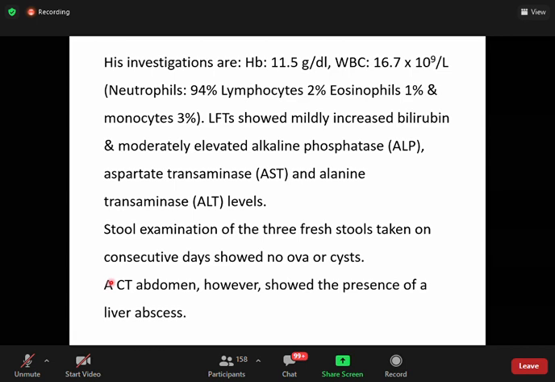LFTs showed mildly increased bilirubin and moderately elevated alkaline phosphatase, AST, and ALT. Stool examination of 3 fresh stools taken on consecutive days showed no trophozoites or cysts. We purposely put this here: in spite of the fact you are not seeing trophozoites and cysts, it is highly likely that cysts may be present. A CT abdomen, however, showed the presence of a liver abscess.